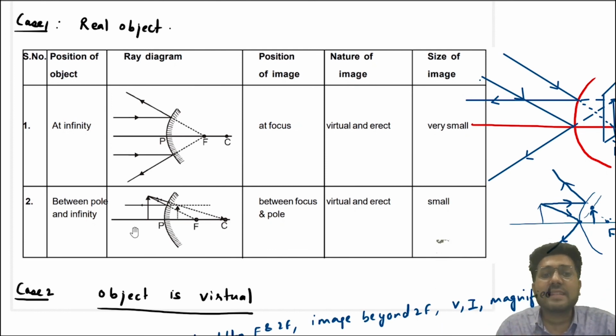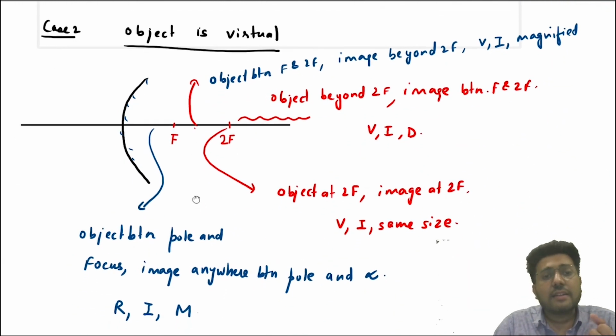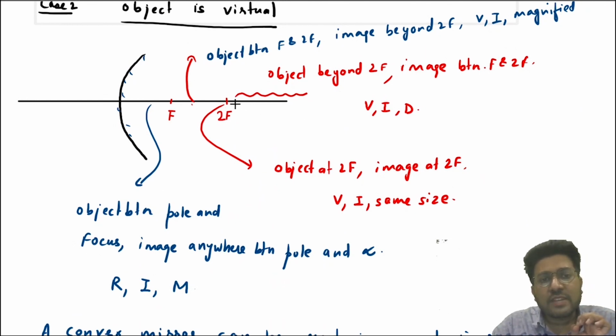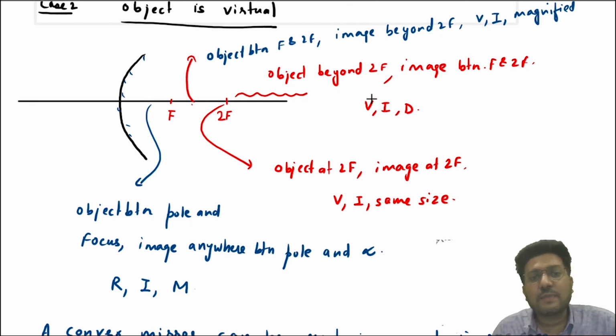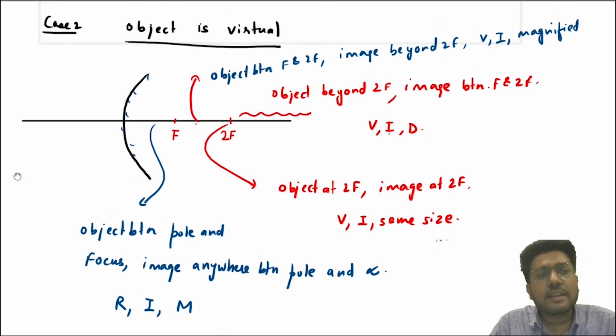Okay, but what happens in case of a virtual object? In case of a virtual object, you will see that there are four cases. First, when the object is between 2f and infinity, then the image is between f and 2f. So when the object is beyond 2f, the image is between f and 2f, and the image is virtual, inverted and diminished. Listen carefully. The results are similar to what you got for a real object in a concave mirror.